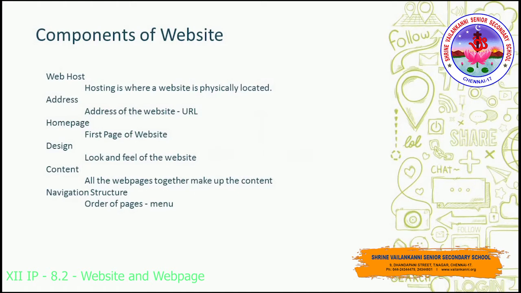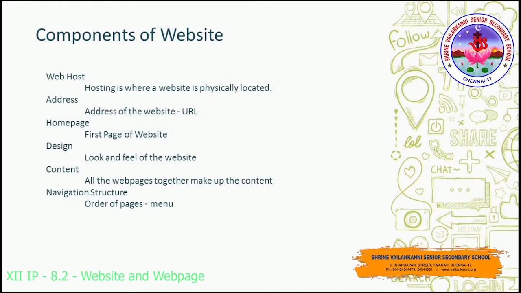Next we have the address. The address of the website is called the URL. Each website has an address. To get a resource from the website or to locate a particular page on the website, we have to provide the URL, the address of the web page. Next is the home page. The first page of the website is called the home page. When you type the URL, you'll be taken to the first page. That is the home page. This home page contains links to other web pages on the website.